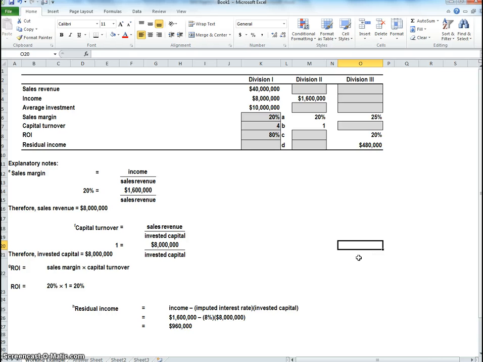All right, so for division 2, it gets a little bit trickier in that we're going to have to solve for some of these items algebraically. The first one was pretty much a simple and easy one. The second one is going to be a little bit trickier. So to begin, it asks for sales revenue. How do you determine sales revenue given the information that you have? They give you income and they give you margin. So let's use our sales margin formula, which is income divided by sales revenue. We know the 20% sales margin. We know the 1.6 for income. And we're just going to solve for x. And basically, what that gets us is $8 million.